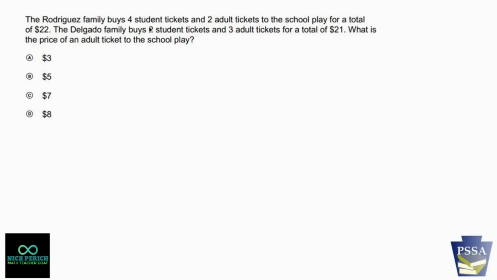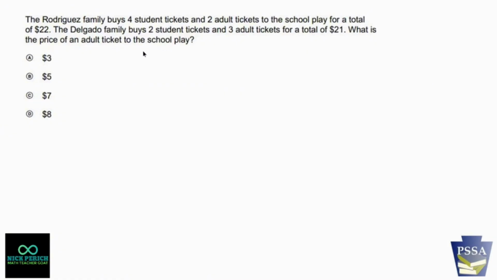The Rodriguez family buys 4 student tickets and 2 adult tickets to a school play for a total of $22. The Delgado family buys 2 student tickets and 3 adult tickets for $21. What is the price of an adult ticket to a school play? This is a system of equations, boys and girls.